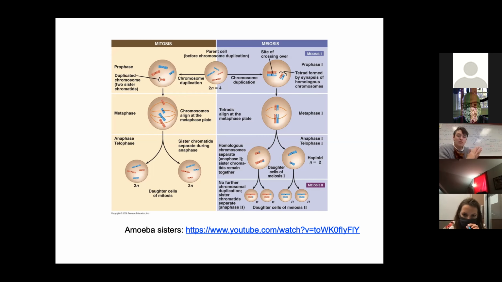When it's time to replicate the cell, you have to make sure that each daughter cell gets either a perfect copy of the genetic information, or gets half of the genetic information in the case of making sex cells. Then all that DNA is condensed into chromosomes. That happens in a stage called prophase.